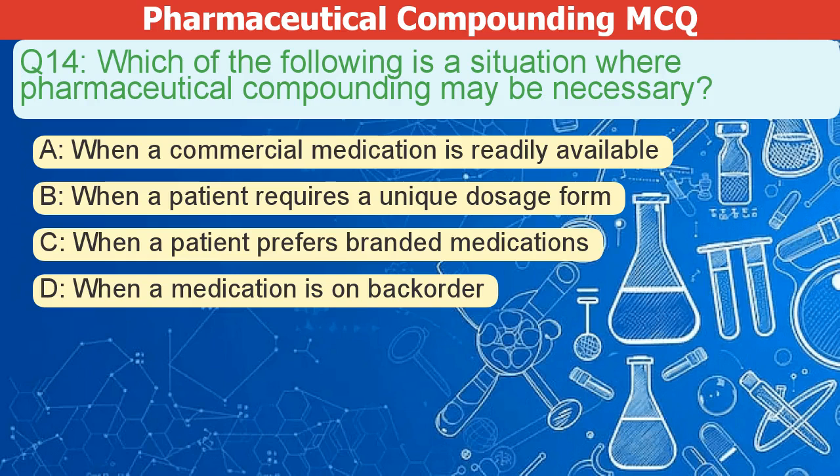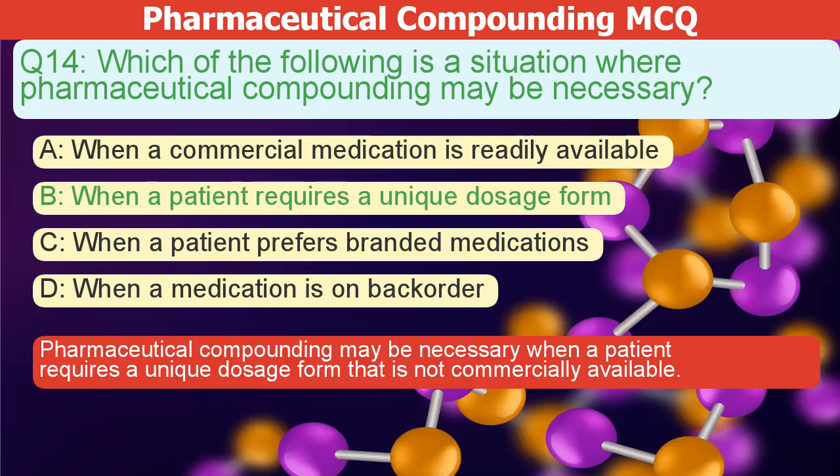Which of the following is a situation where pharmaceutical compounding may be necessary? A. When a commercial medication is readily available. B. When a patient requires a unique dosage form. C. When a patient prefers branded medications. D. When a medication is on backorder.